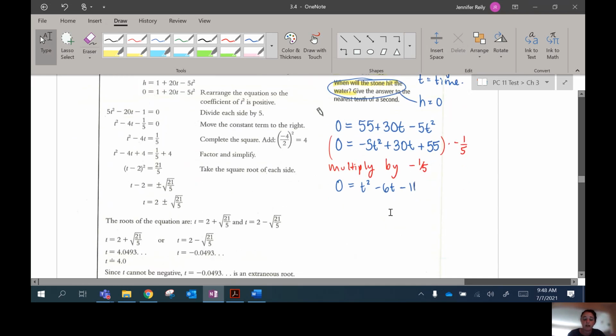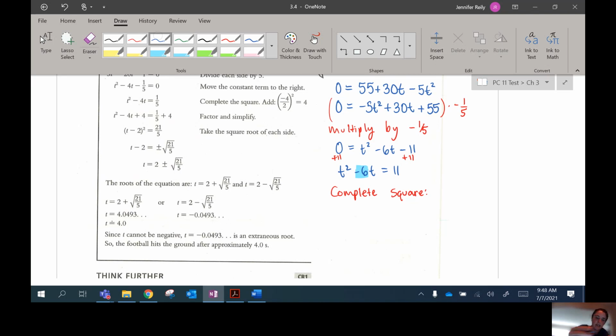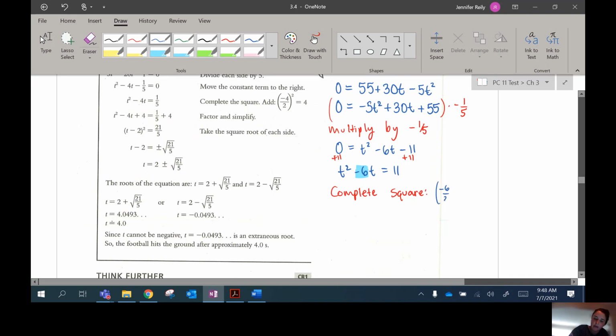Now we move the constant to the other side. So we'll have, and I'm used to writing it the other way, so I'll write it like this, equals 11 plus 11. Okay, and now we complete the square. Remember, you take this middle number, so in this case, -6, you divide it by 2, so that would be -3, and you square it, so it would be 9. So we're going to add 9 to both sides.